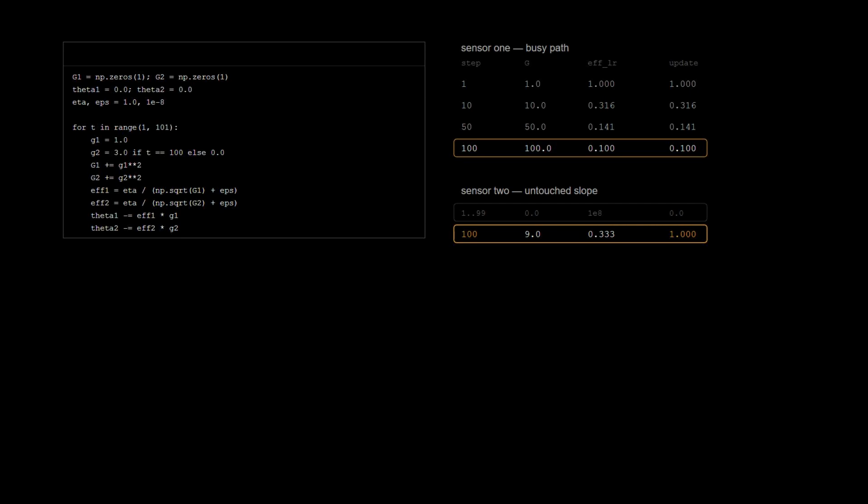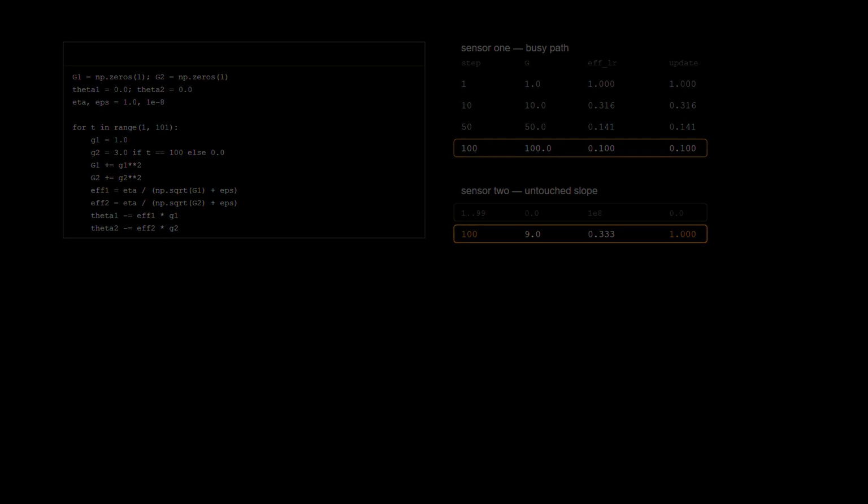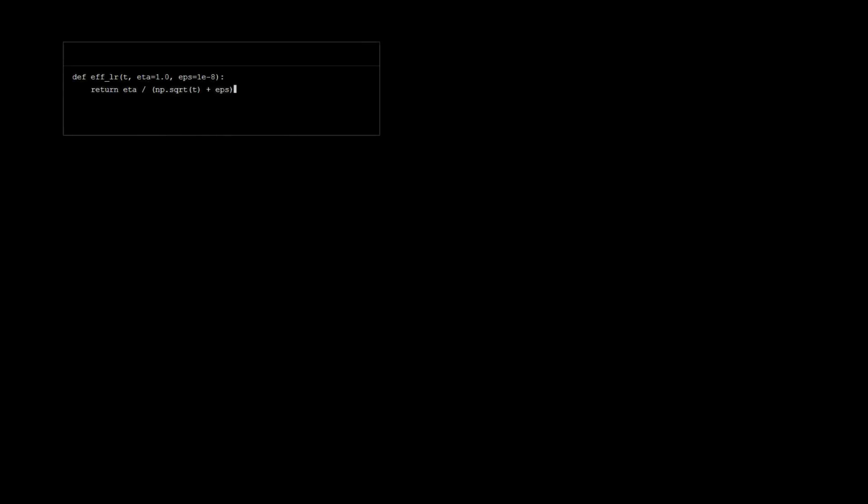Then row 100. Sensor 2 finally fires, gradient 3, and that gradient is what sets G, jumping from 0 to 9, 3 squared, before any division happens. Because the firing gradient itself sits inside that square root, the effective rate lands near 1/3, and multiplying by the gradient of 3 gives the printed update, exactly 1, a full eta-sized step landing on the very first real event, the same number the handproof gave us in block 7, now generated straight out of running code.